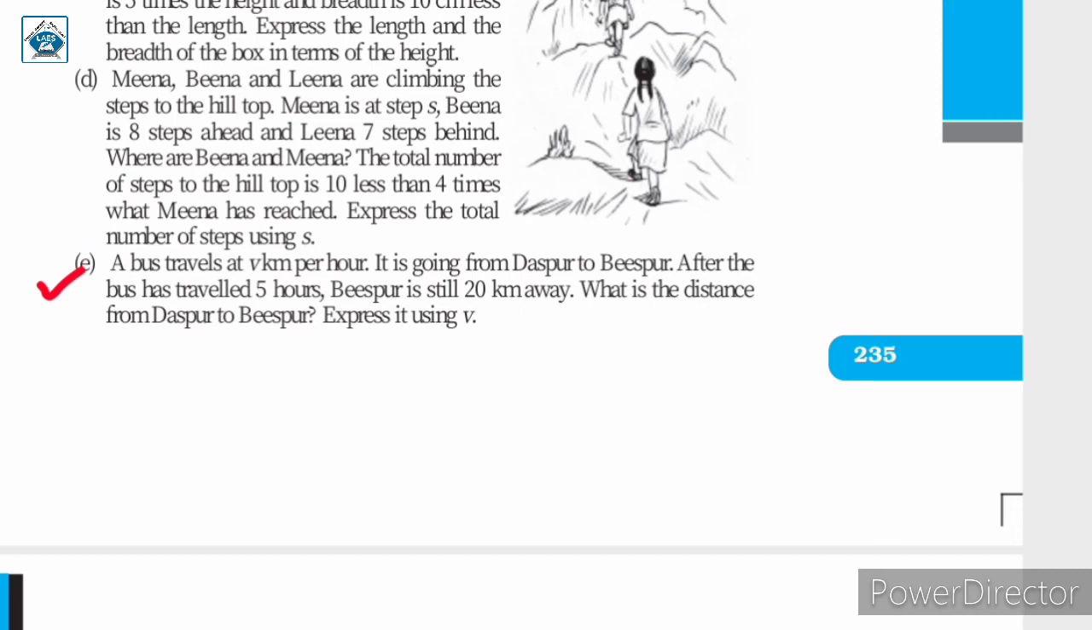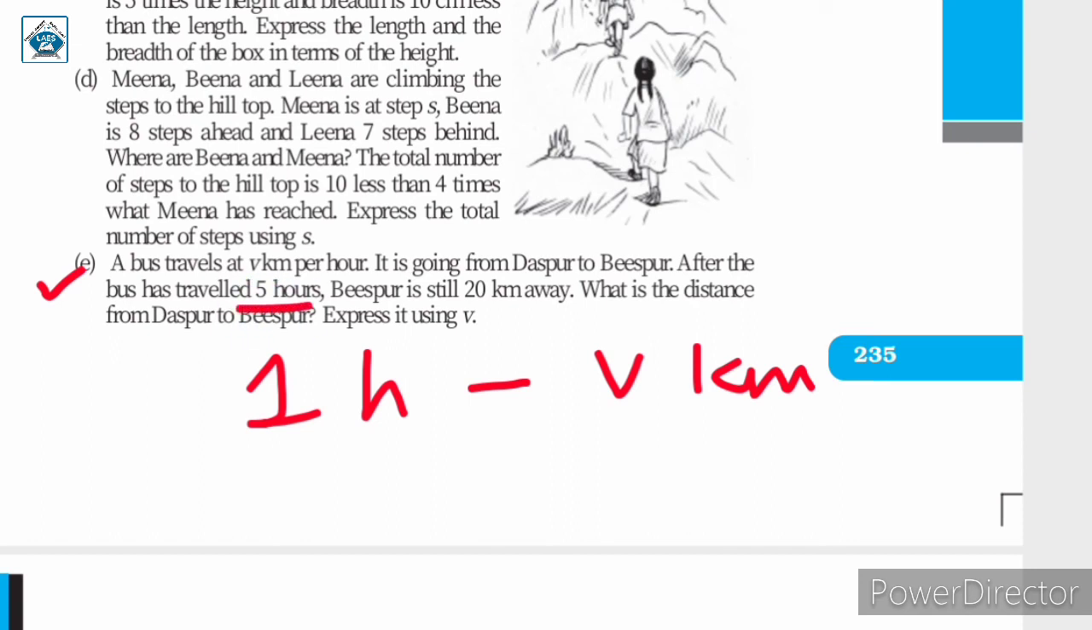Express it using v. So in this question, we are given the speed of the bus is v km/h. That is, in 1 hour, the bus travels v kilometers. This is given to us. v kilometers per hour means in 1 hour the kilometers traveled by the bus is equal to v. So we are given that after 5 hours, Bispur is 20 kilometers away.